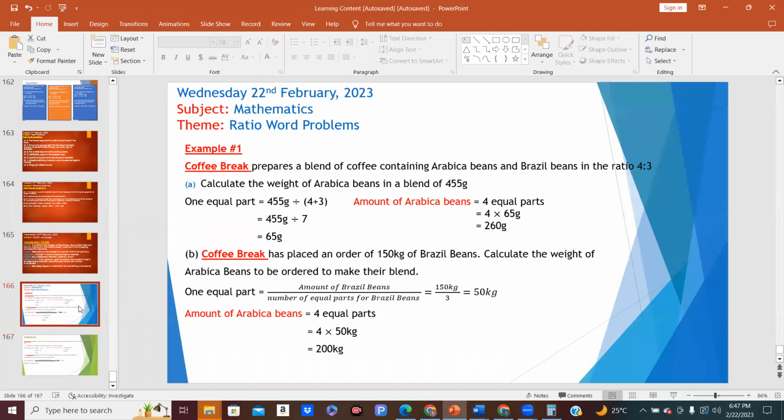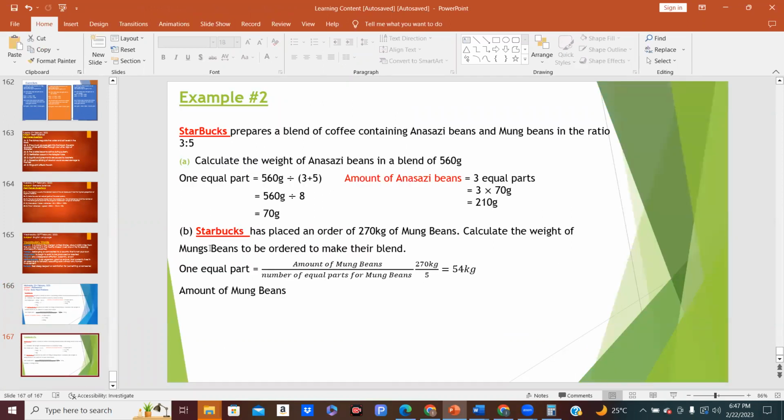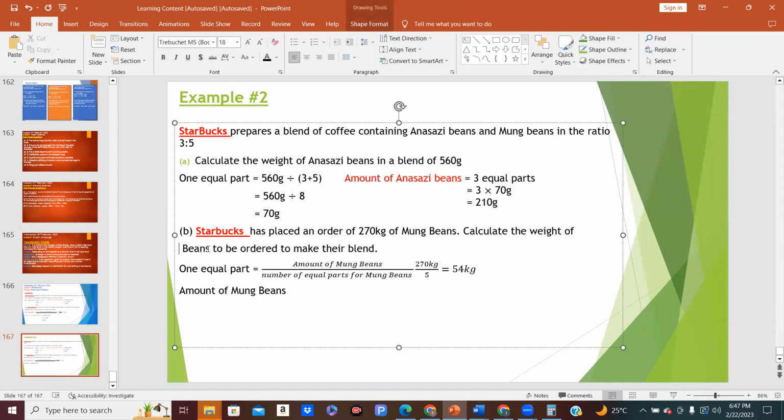Are we trying to find mung beans, or are we trying to find Arabica? It's supposed to say Anasazi. I think there was something wrong there. Yeah, we're trying to find the amount of Anasazi beans. We know that to be 3 equal parts. 3 times 54. Very good, Aaron.